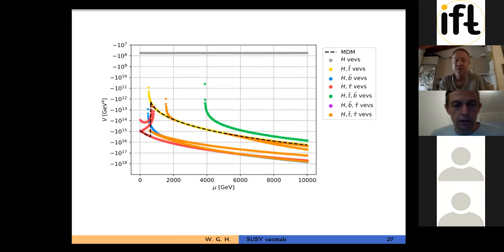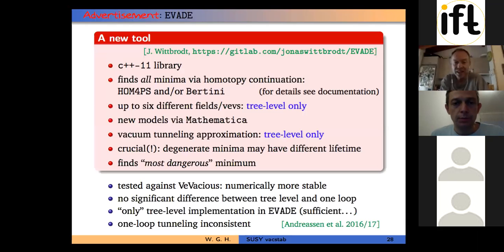So what comes next? Okay, then again this plot on the most dangerous minimum. Now the big advertisement. This tool is called Evade. It was developed by Jonas Wittbrodt, and it's available from his GitLab account. It's a C++11 library, and all this minima finding is done by this famous homotopy continuation. So there are two approaches implemented, this one from 4PS and something called Bertini, which I have to say I never heard before. I found it on his webpage when I looked for these features.